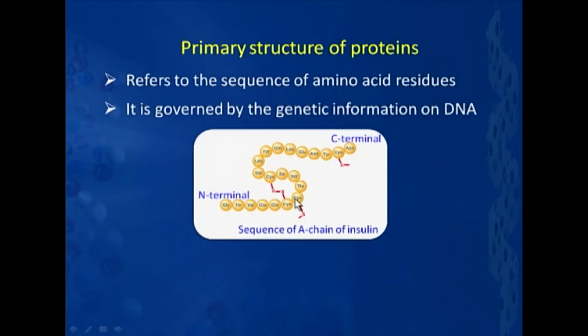When I say I am talking about insulin, I must specify which amino acids are there and in what sequence, because if I change any of the amino acids, this will no longer be the A chain of insulin. That will not be the insulin molecule at all. It will not be able to perform the function it performs, that is acting as a hormone.